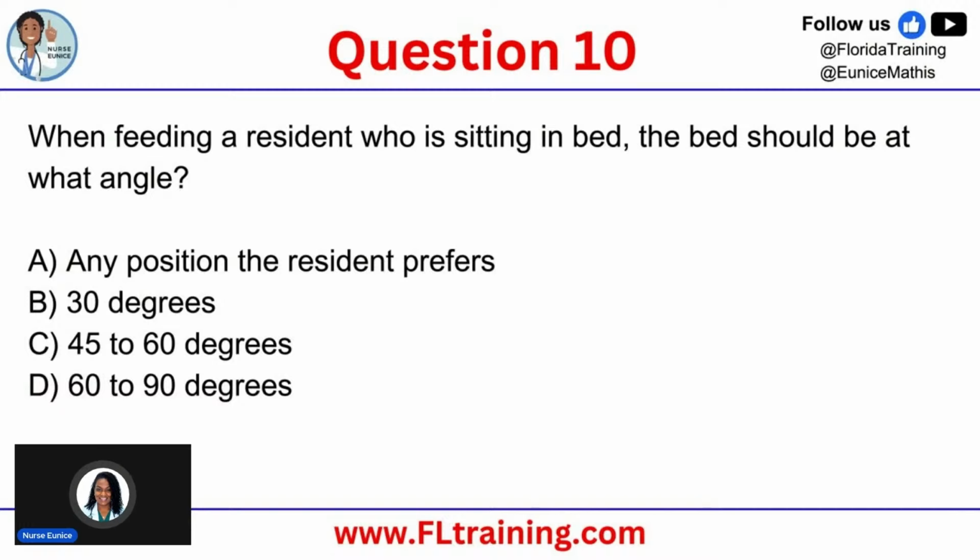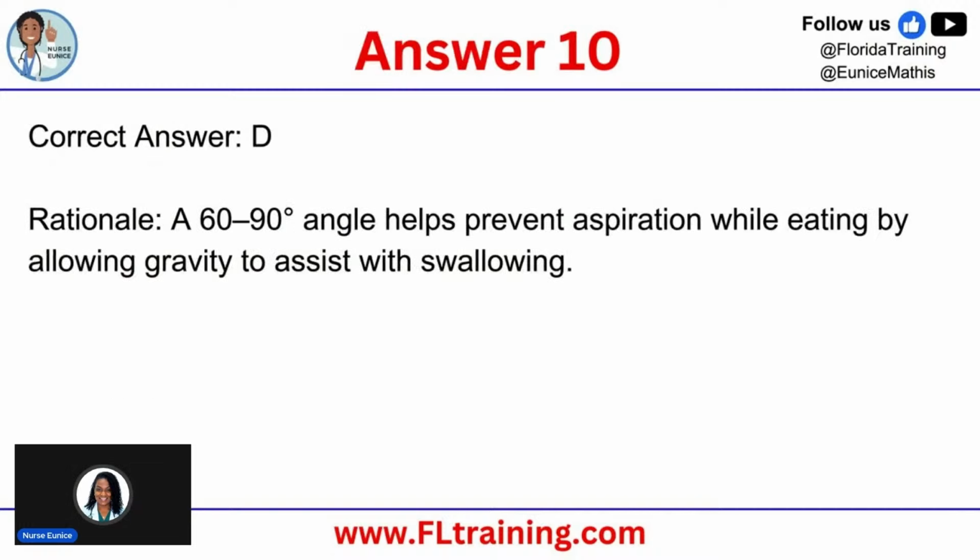Reveal the correct response in 3, 2, and yes, it is D. And I'm seeing some new names. So, hey, new family members, it is D. So 60 to 90 degree angle helps to prevent aspiration while eating by allowing gravity to assist with the swallowing.